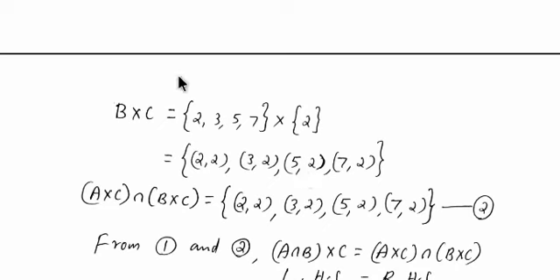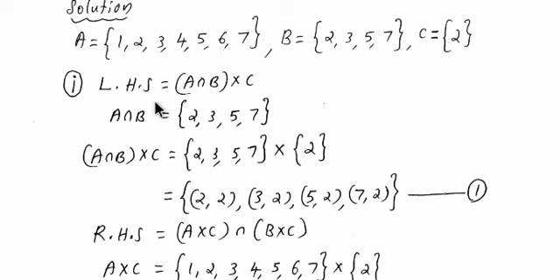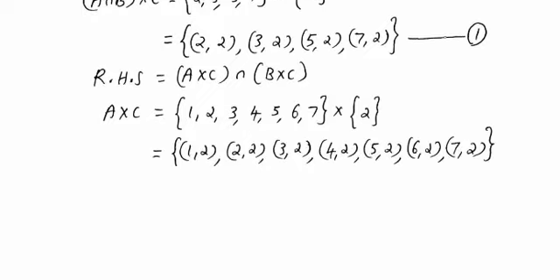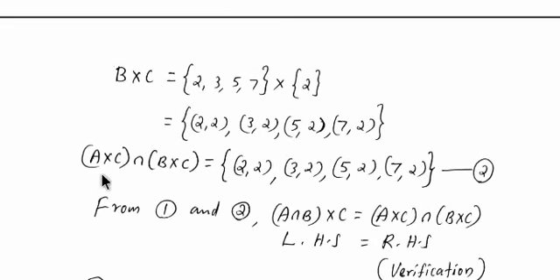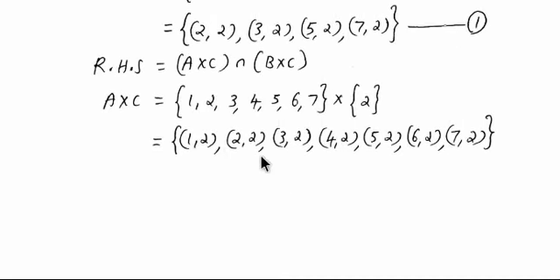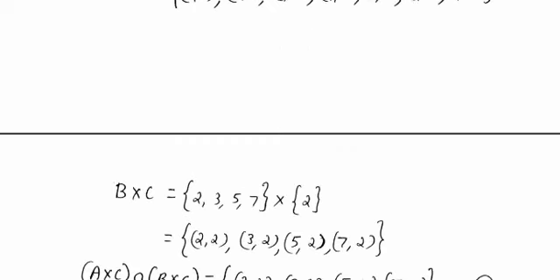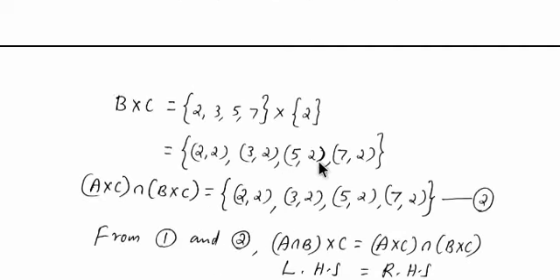Then find out the whole RHS, (A × C) ∩ (B × C). Intersection means we take common elements between the first set and the second set. Here the first set is A × C, the second set is B × C. A × C is this set. B × C is this set. Take common elements from the first one and the second one.